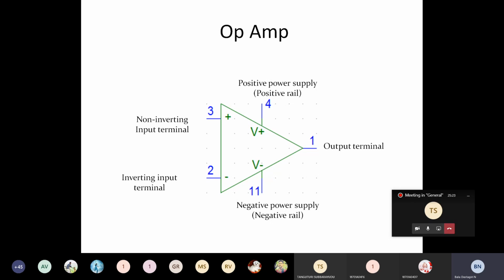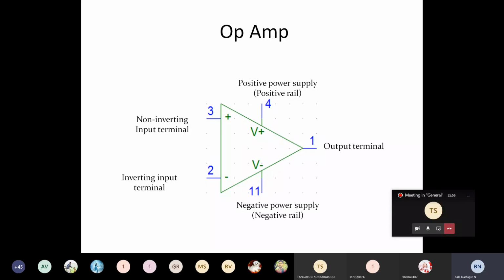The first one is the output terminal, followed by terminal 4 and terminal 11. The positive power supply terminal and the negative power supply terminal are these. The second terminal of the op amp is the inverting input terminal, and the third terminal is the non-inverting input terminal. These terminal numbers will differ depending on the type of DIP.